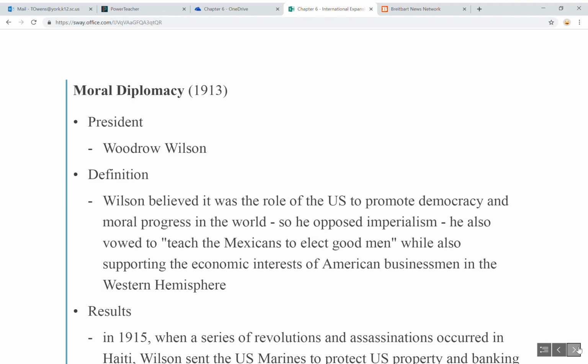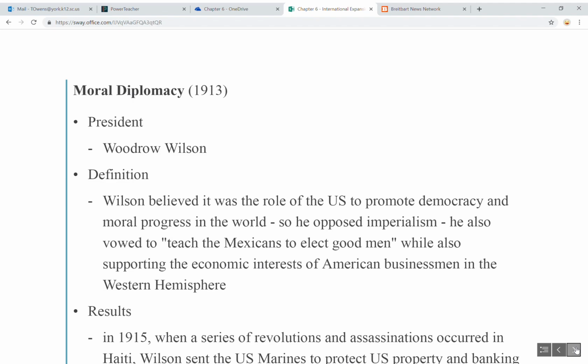Wilson comes from a long line of ministers, and so he's got this idea of right versus wrong. Okay, and he believes it's the role of the U.S. to promote democracy and moral progress in the world. And his big goal here was to teach the Mexicans to elect good men, which we can go into a whole lesson on just that one phrase, and all of the racist connotations involved in that.